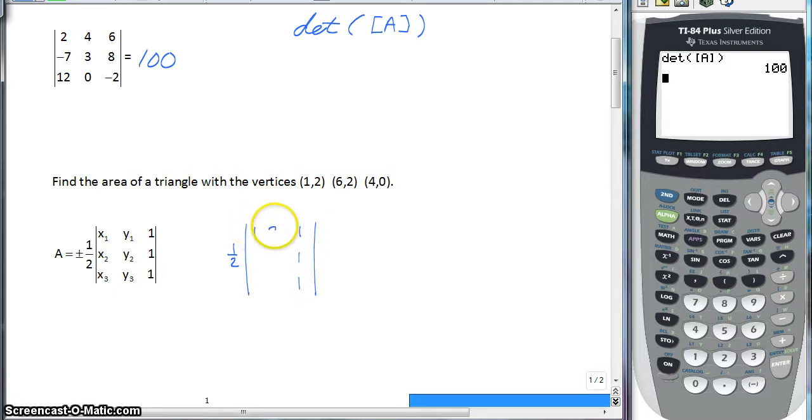1/2 of the determinant of those 3, but you just use a filler of 1s in the last column. So this would be coordinate 1, 2, 6, 2, and 4, 0. And area is always positive. That's why the plus or minus is there. Basically, just remember, your answer always has to be positive.